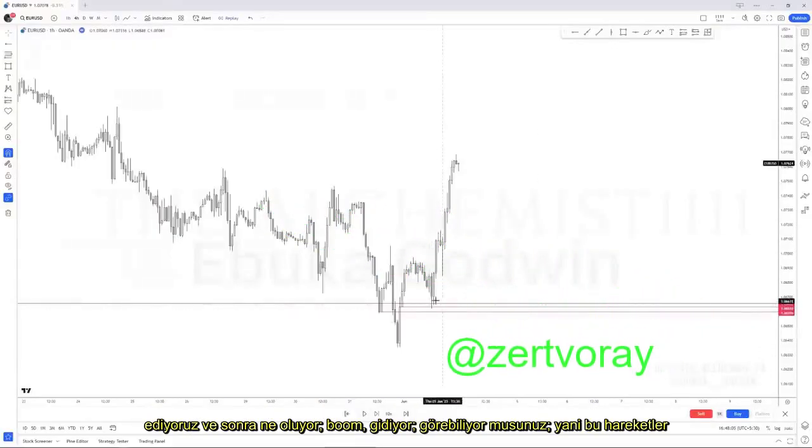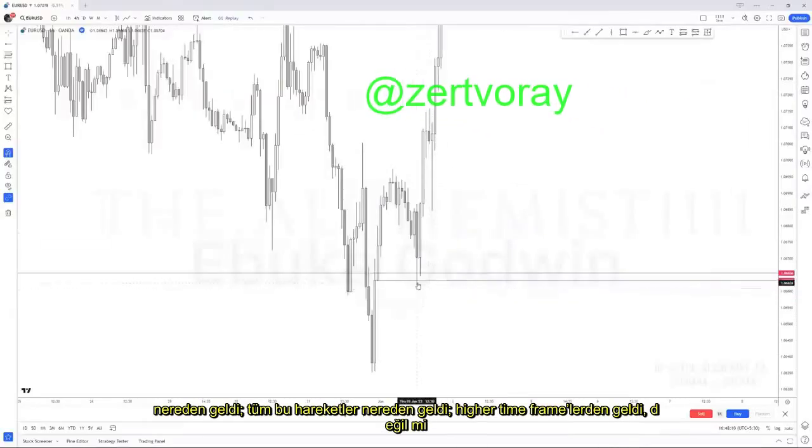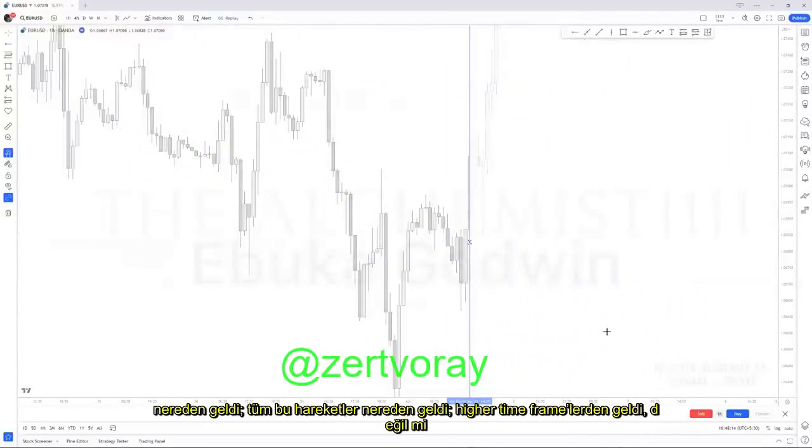So where did the moves come from? Where did all these moves come from? From the higher time frames, right? From the higher time frame levels itself. Like, look at this. There's a nice re-entry in here.